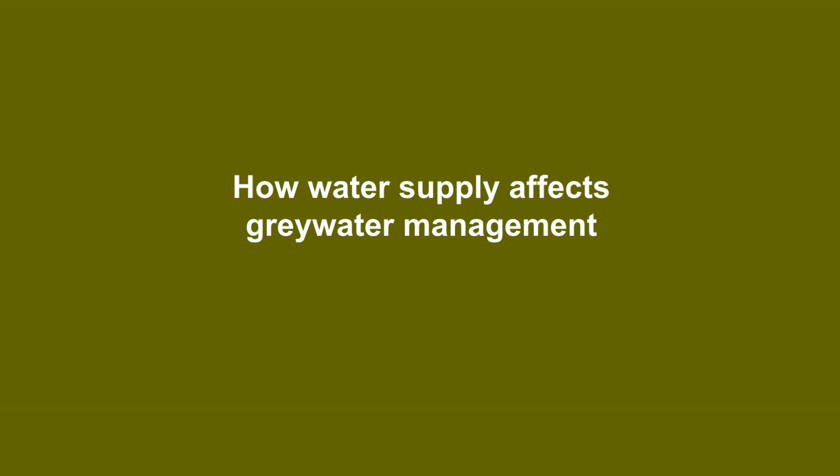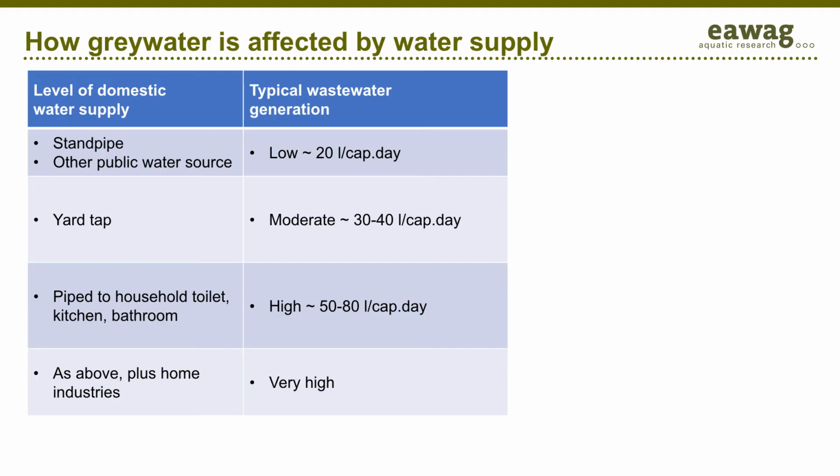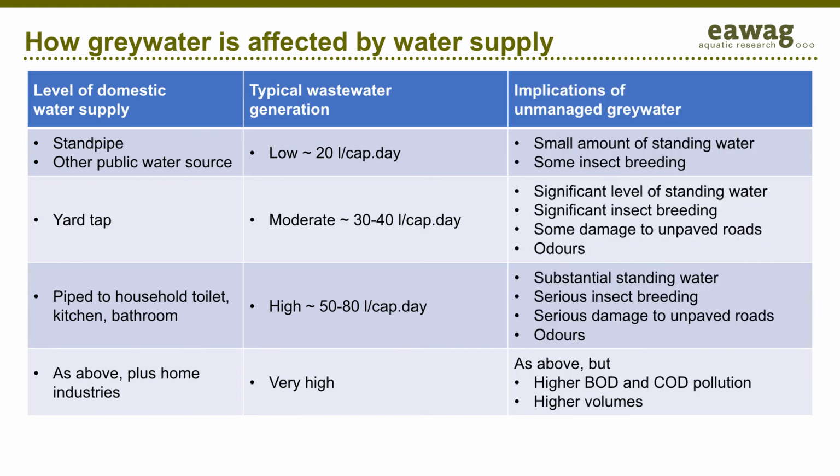Now let's look at how water supply affects greywater management. This table shows how greywater is affected by water supply. As the level of domestic water supply increases, wastewater generation also increases. The higher volume of greywater needs to be well managed. Otherwise, many issues will arise from unmanaged greywater, such as the amount of standing water, insect breeding, damage to unpaved roads, unpleasant odors, and high BOD and COD concentrations in the built environment.